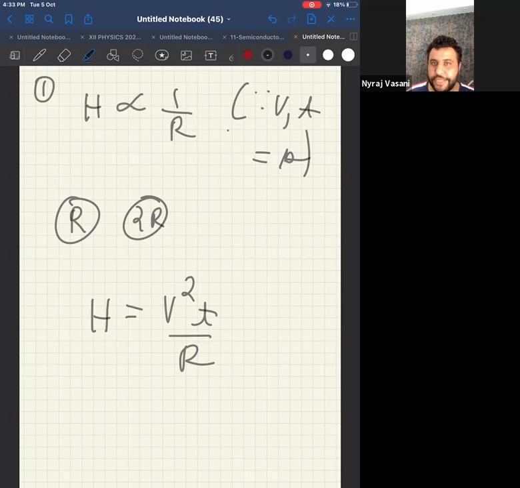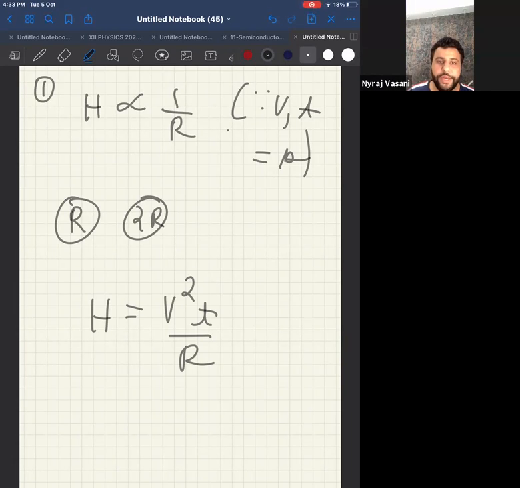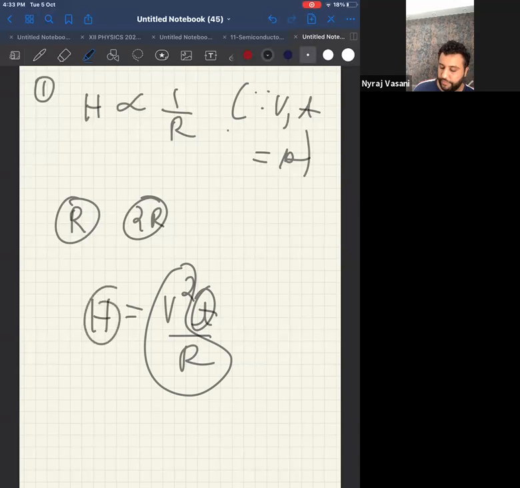Heat is same as energy actually. Correct? Does anyone know from where this V square by R comes? Power is equal to V into I, and I is equal to V by R, Ohm's law. Therefore, V square by R. And you know that power into time is energy. Energy is nothing but heat because both are joule. Therefore, if V and T are constant, heat is inversely proportional to R.